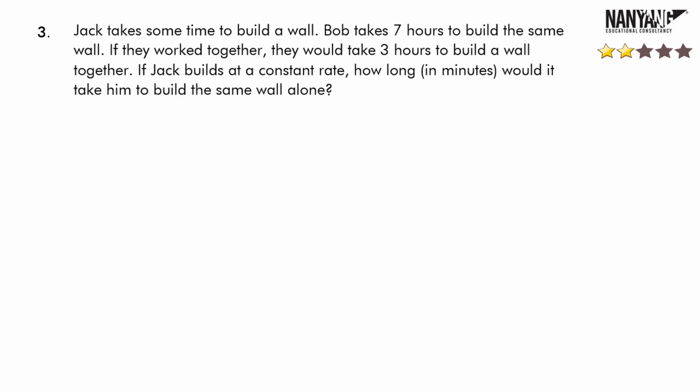Now let's try an intermediate difficulty question. Jack takes some time to build a wall. Bob takes 7 hours to build the same wall. If they work together, they will take a total of 3 hours to build the wall. Assuming they all work at a constant rate, how long in minutes will it take for Jack to build the wall alone? So this time, they give us a total, and they ask us how fast is Jack. So feel free to pause the video and attempt the question first. You can resume once you're ready.